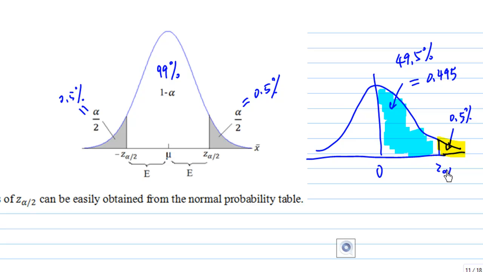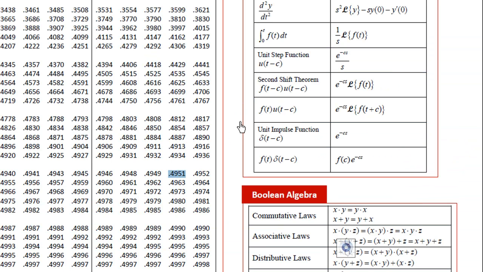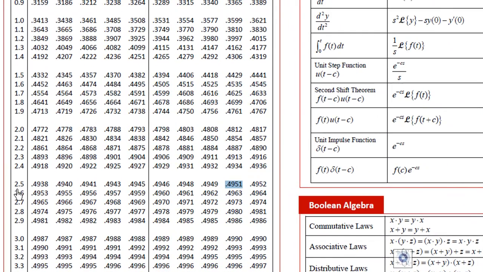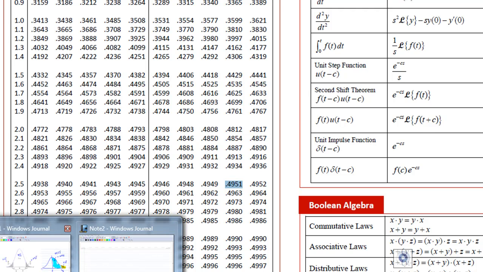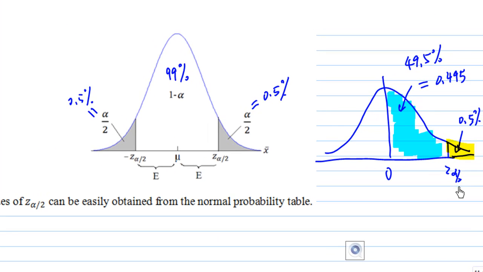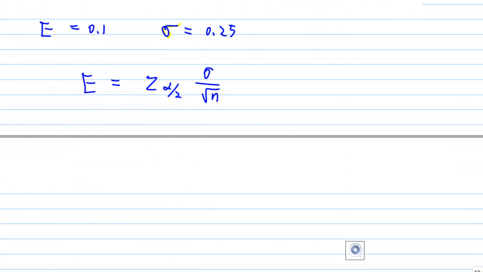Now, if you check the table with this area 0.495, the nearest is 2.58, where you have 0.4951, which is the nearest. So I get the value of Z alpha over 2 is 2.58. So making use of Z alpha over 2 equal to 2.58, we are able to find n now.